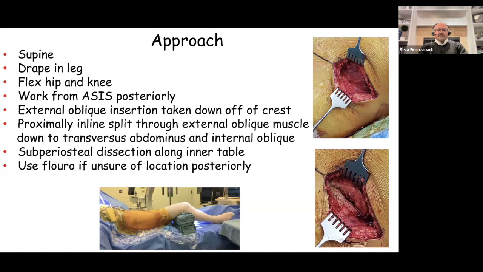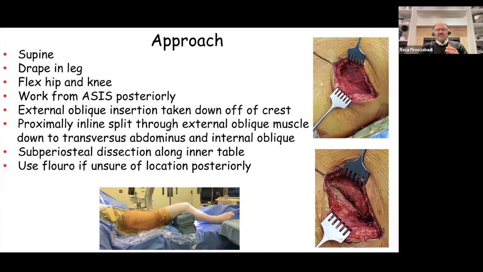You want to take off the external oblique off its insertion off the crest. Proximally, you're going to get into the external oblique muscle. You want to split that in line with the muscle fibers and then really perform a subperiosteal dissection along the inner table. And when you're first starting out, especially since a lot of you are fellows, you can get lost, especially in somebody who's bigger.